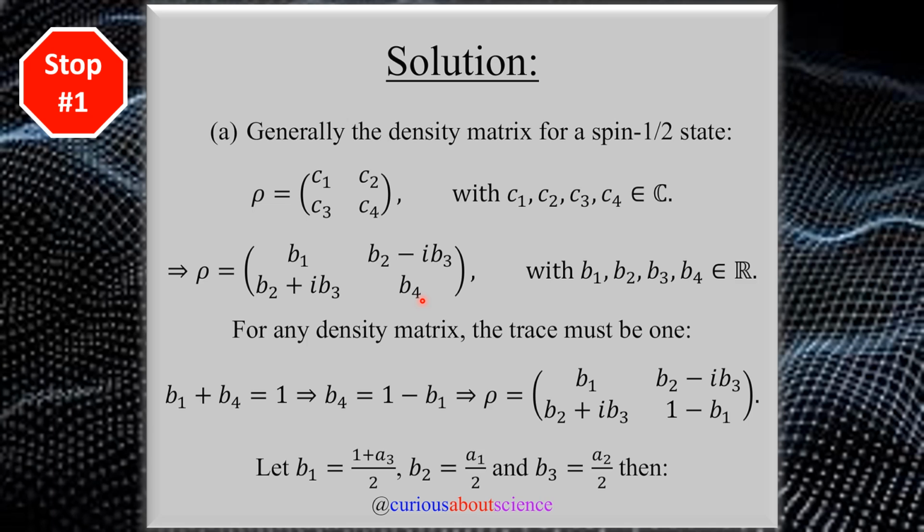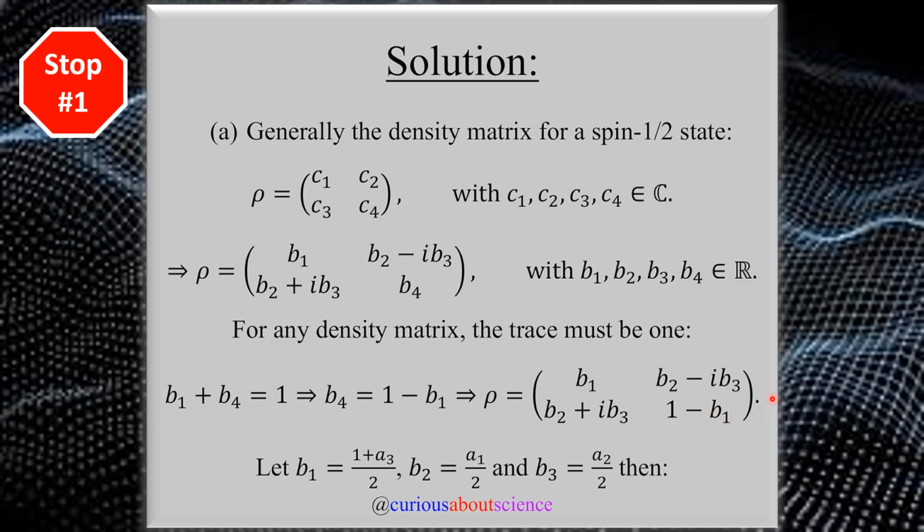Okay, that's pretty cool. But speaking of conjugates, this also tells us that C2 and C3 need to be conjugates of each other. So it doesn't really matter which one we put as B2 plus iB3 or minus, they just have to be conjugates of each other. And now from here, we see that they're all real numbers. So now we're honing in on exactly what we want for this formalism. We also know that for any density matrix, the trace must be 1. So if we add this up on the main diagonal, B1 plus B4 has to equal 1. Therefore, we can substitute B4 in terms of B1 into it. And that's how we simplify that.